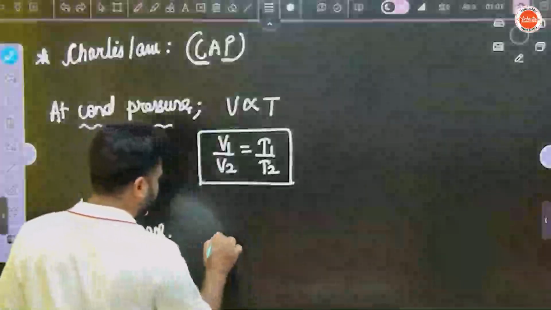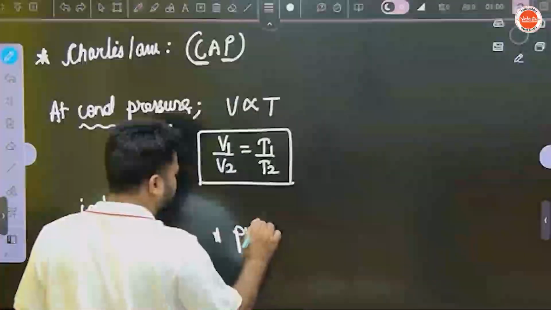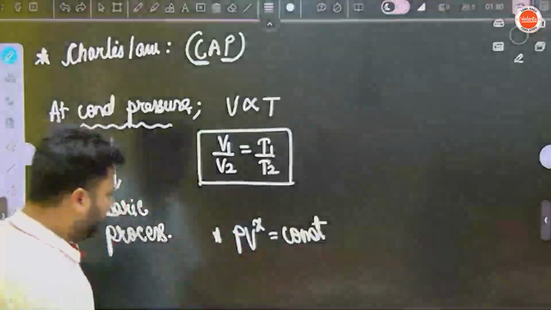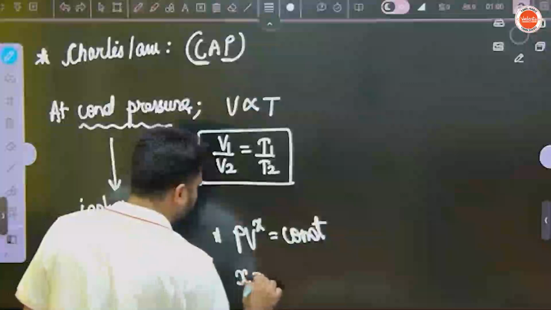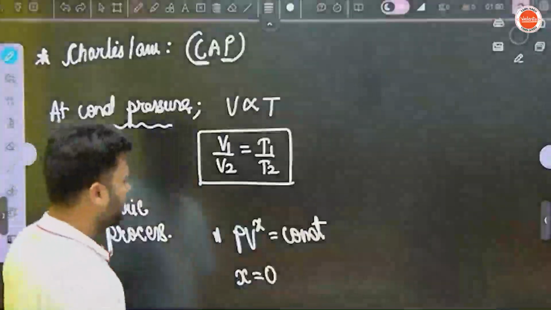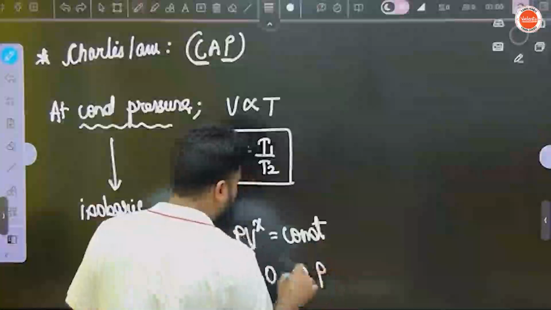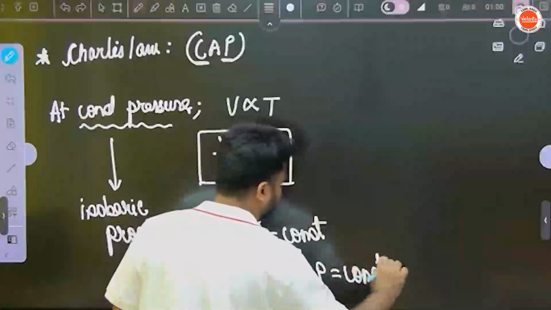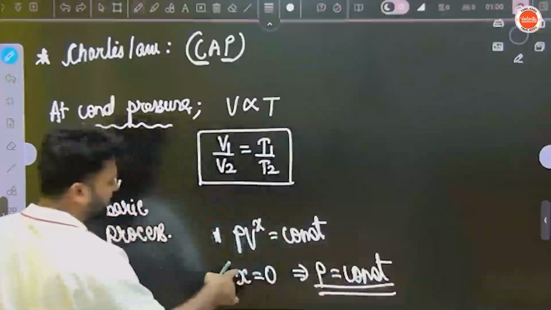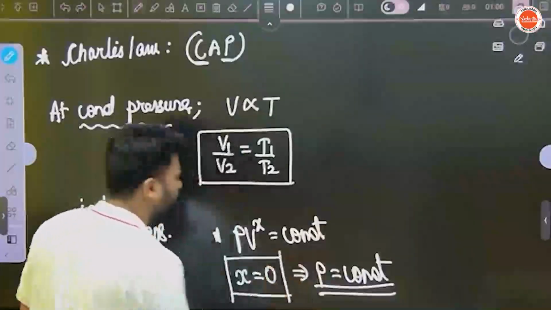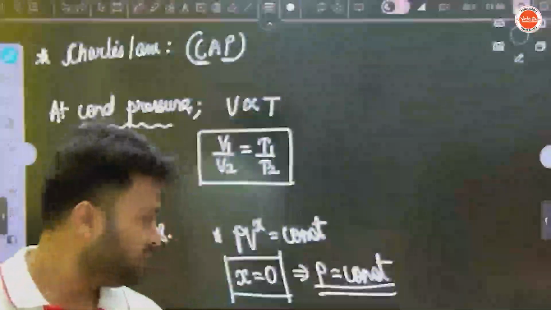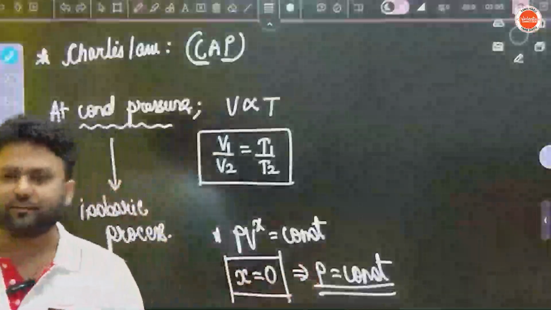So think one thing. Suppose PV to the power x equals constant. This I told, all gases follow this equation. If you put the x value as 0, what will we get? P V to the power 0, and V to the power 0 means 1. So pressure equals constant, means isobaric process. Means in the isobaric process, the index value has to be 0. Remember, isothermal process index value 1, isobaric process index value 0. So these things you should remember.